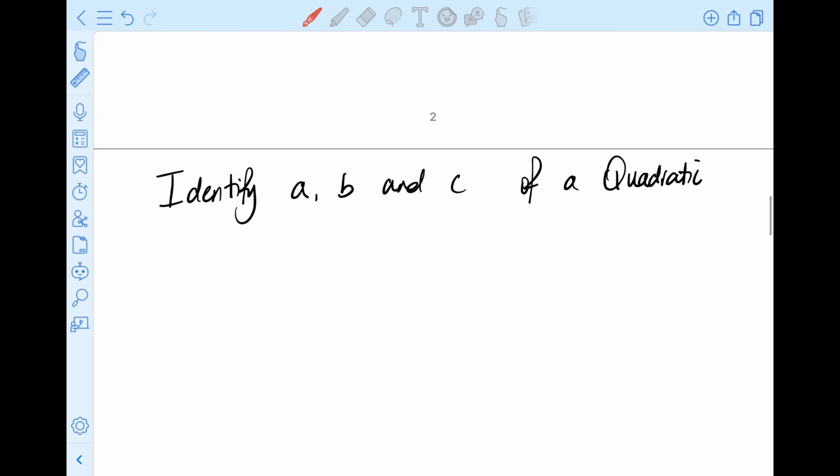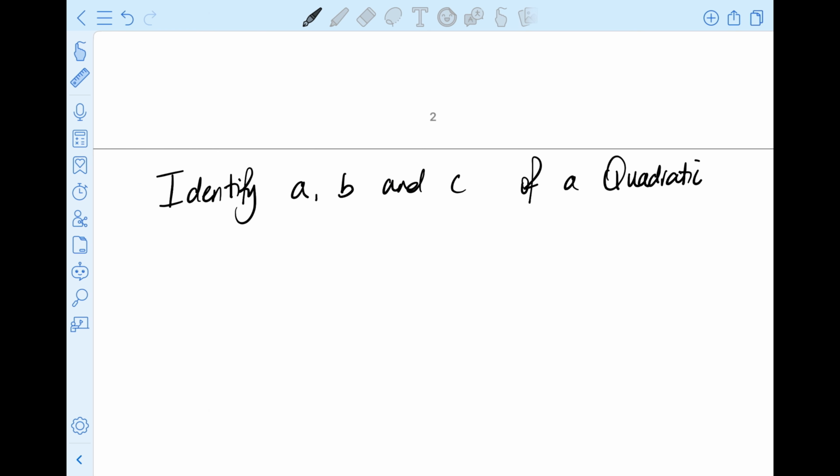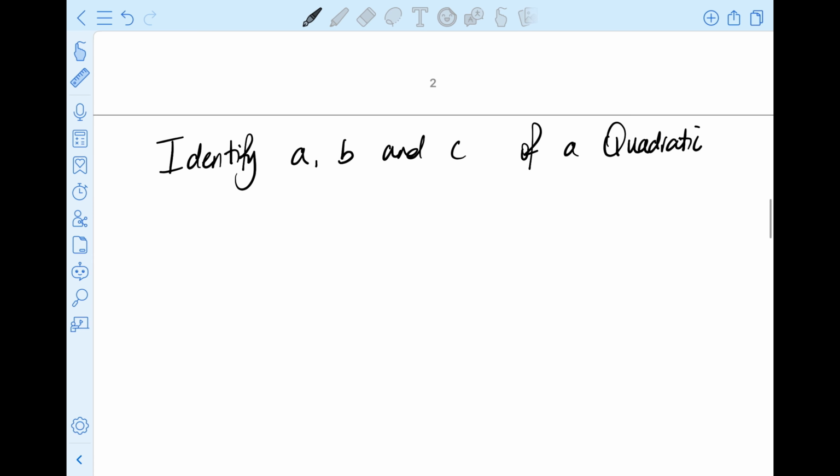Awesome. So, the next part of the lesson. All right, going a little quickly, but you remember here. What I want to do now is have us identify A, B, and C from a quadratic. As you noticed, I was typing out different things in Desmos.